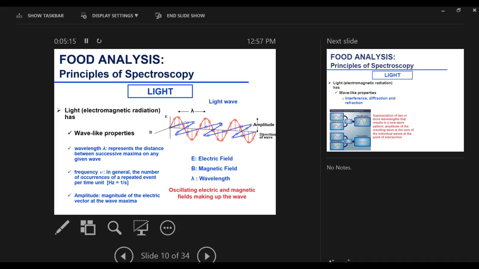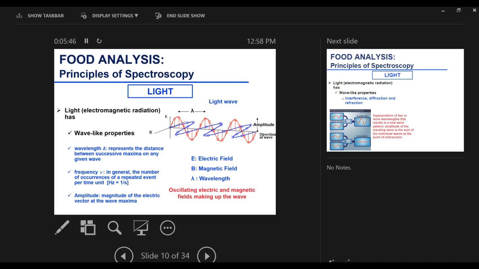So you have an oscillation. So you have this oscillation within a wave going from the 0 point here up to a maximum amplitude. So that is the magnitude of the electric vector. So you go to a maxima and then goes down to a minima and then go back up. So this, from this up to this up here, this is your wavelength.